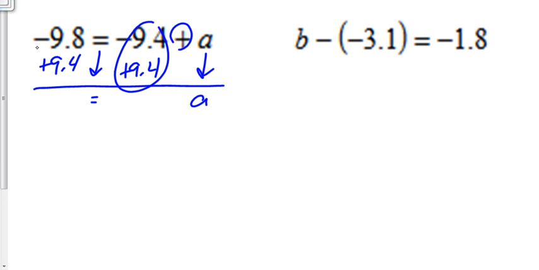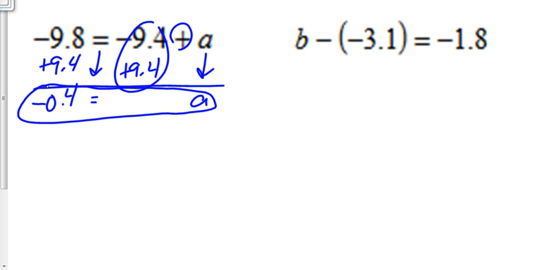And now here, do I owe more or do I have more? Well, it looks like I owe more, so my answer is still going to be negative. And when I subtract the 2, I'm going to get negative 0.4, because 9.8 minus 9.4 is 0.4, and we'll have a negative. Now, this is a positive a, so actually I'm done right now. It's important to check it. So if you go negative 9.4 in your calculator plus negative 0.4, you're going to get negative 9.8, and it should work out for you.